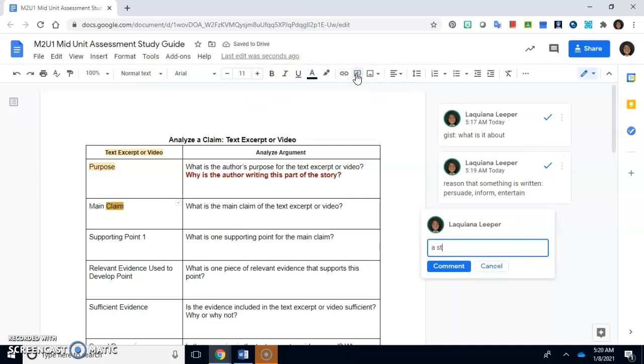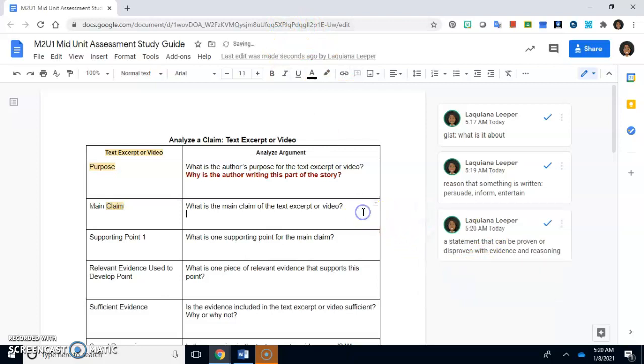Now, a claim is a statement that can be proven or disproven with evidence and reasoning. And when they ask, well, what is the main claim of the text excerpt or the video? The easiest way that I think to answer this is to think about, well, what is he trying to get you to do, or what are they saying?